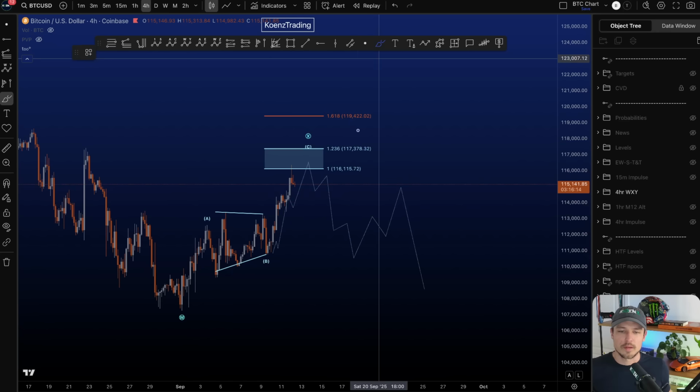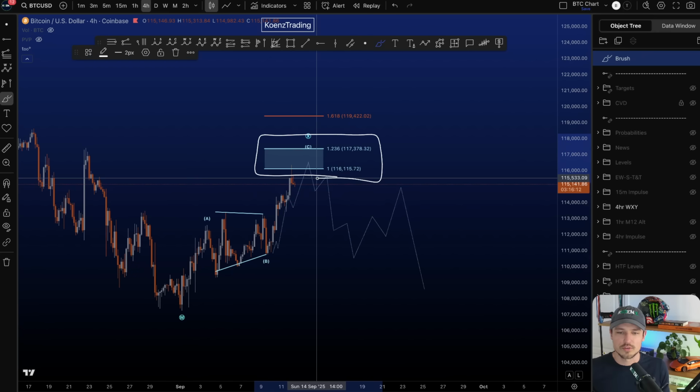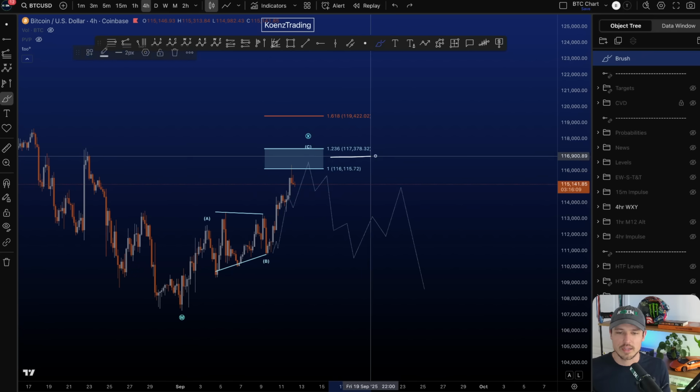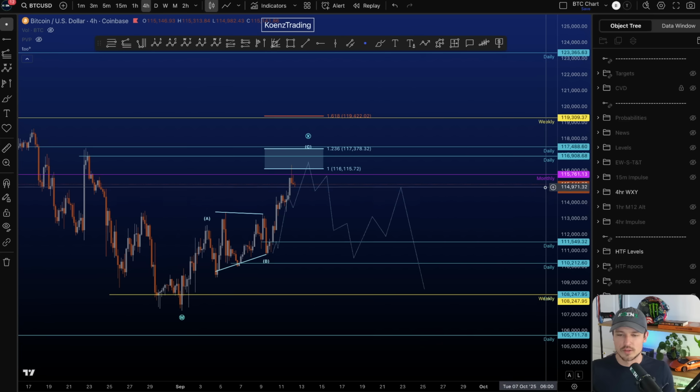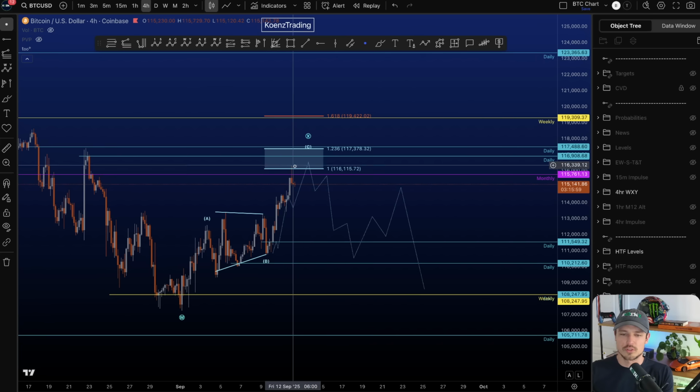Common target for a wave C between the 1 and the 1.236, 116.1k and 117.4k, which is quite interesting as price has moved into the monthly time frame horizontal, a bit of resistance just below the box.